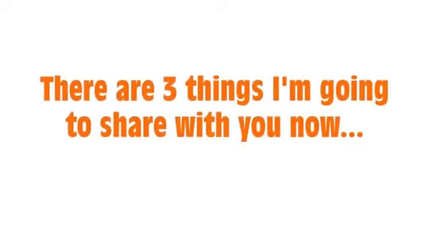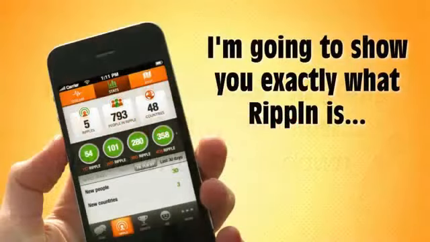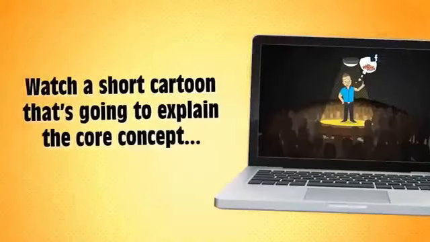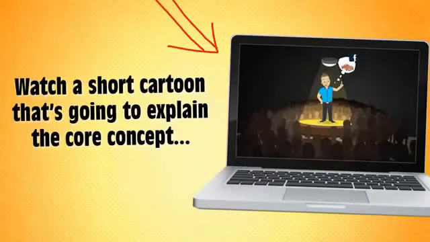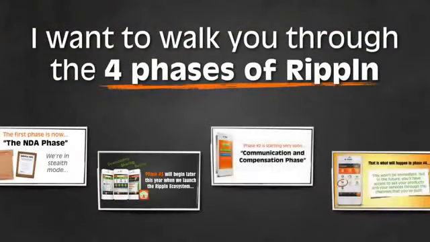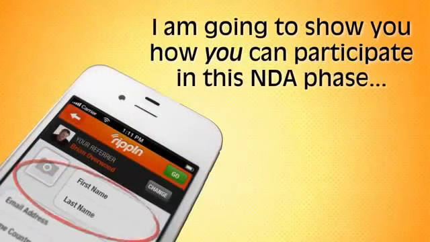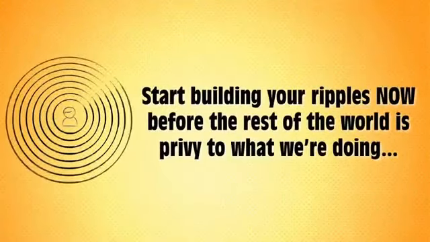Now there are 3 things I'm going to share with you right now, and as I go through these, please write them down. First, I'm going to show you exactly what Rippln is. You're going to watch a short 3-minute and 16-second cartoon that's going to explain the core concept. Second, I want to walk you through the 4 phases of Rippln. Now after you understand these 4 phases, you're going to see where we are, but more importantly, where we are going. And last, I'm going to show you how you can participate in this NDA phase and start building your ripples now before the rest of the world is privy to what we are doing.